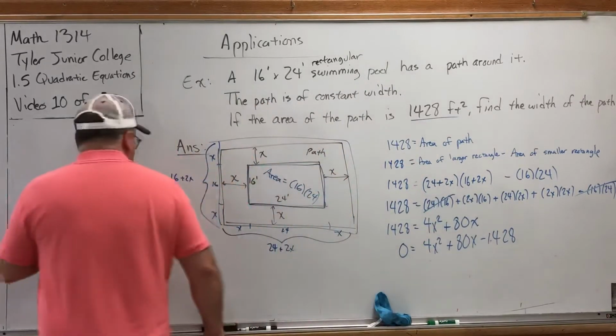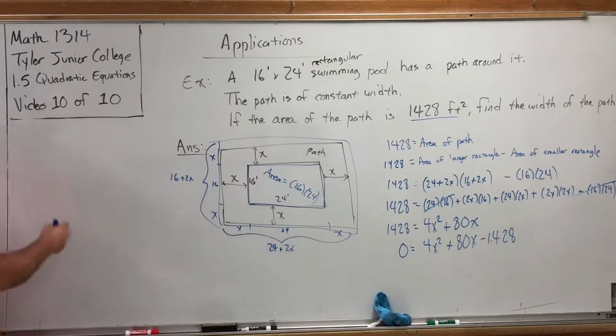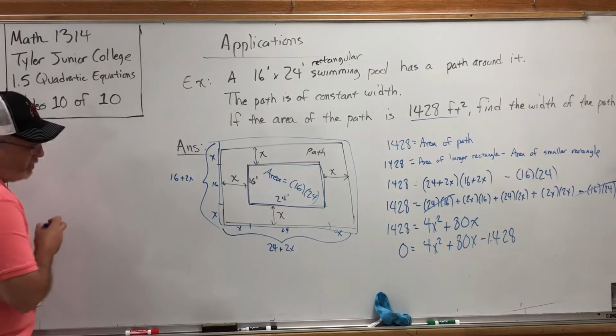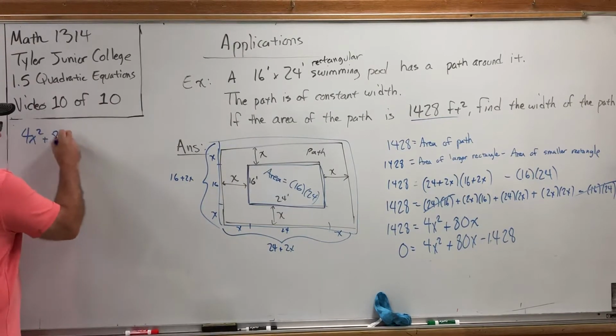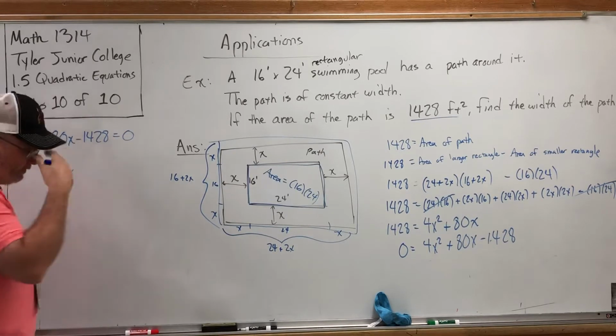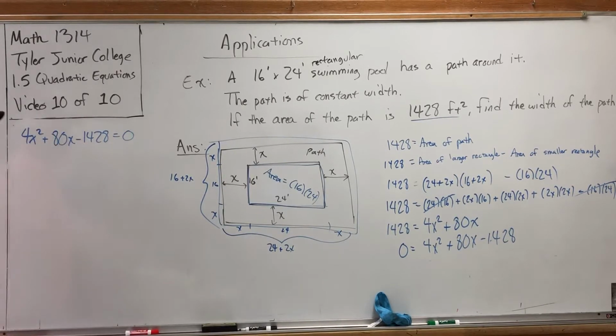I think I can solve it in space here. Let me move the equation over, and I'm going to switch sides. 4x squared plus 80x minus 1,428 is equal to 0. So how are we going to solve this? Quadratic formula, factoring? You can try either. I think we might use the quadratic formula because of the size of the numbers.